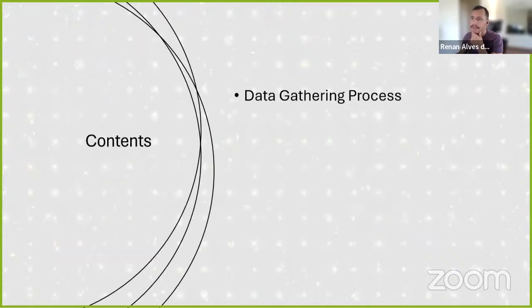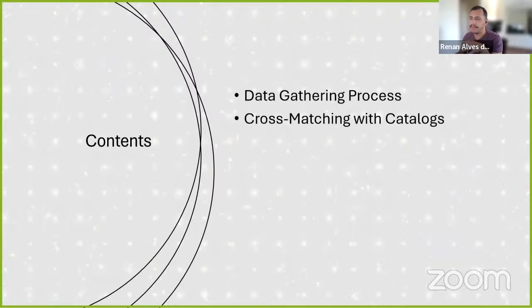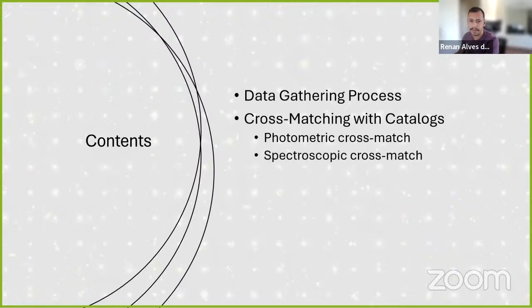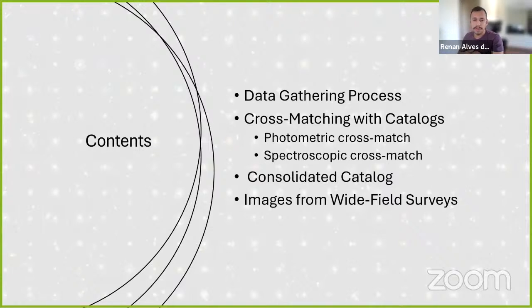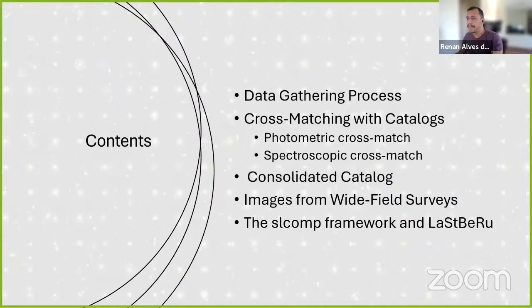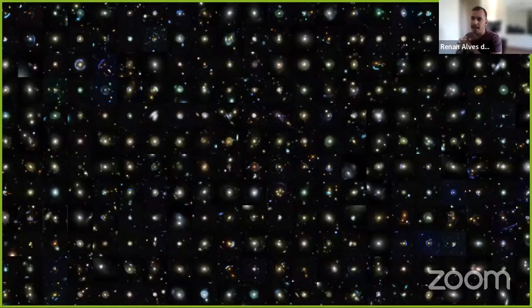So in the content of my presentation, I briefly show the data gathering status. I present some cross-matching with other catalogs available. We perform a photometric cross-match and then a spectroscopic cross-match. We also build a consolidated catalog that combines all the information together. And also we look for images from wide field surveys on Earth. And finally, I present the whole structure of the SL framework and the database we built, and some concluding remarks. So these are pictures from the database, and I will present something later.